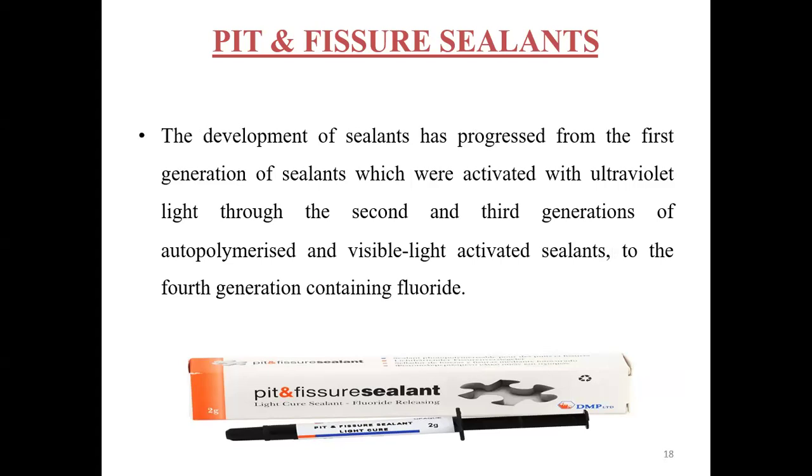Among these, the first is pit and fissure sealant. The development of sealants has progressed from the first generation of sealants, which were activated with ultraviolet light, through the second and third generations of autopolymerized and visible light activated sealants, to the fourth generation containing fluorides.